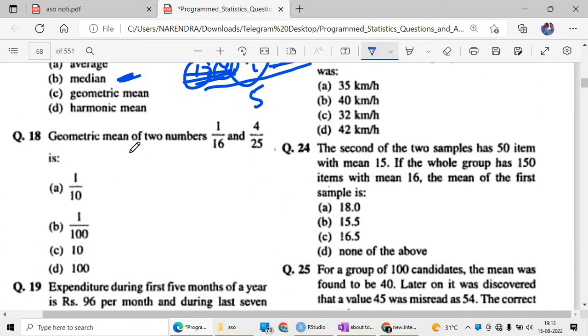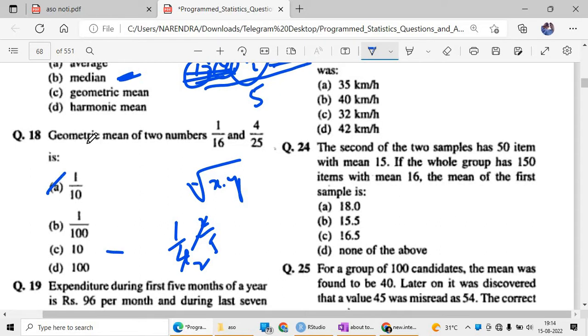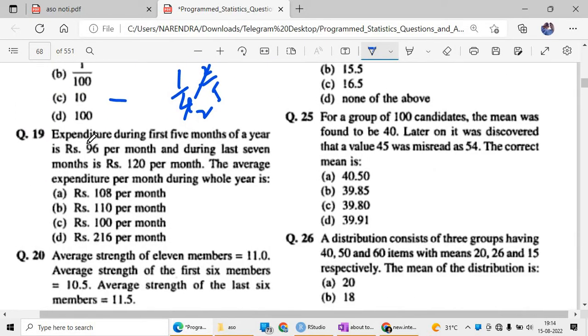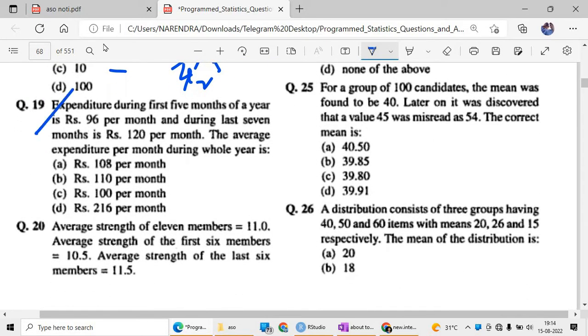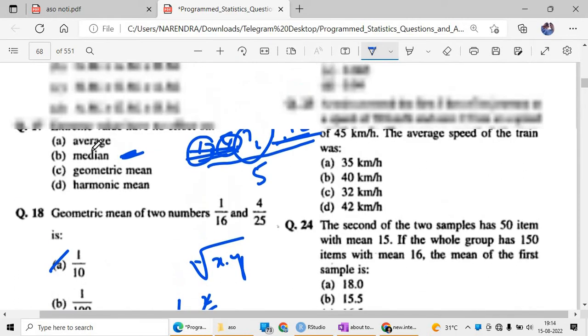See, the geometric mean of two numbers 1/16 and 4/15. What is the formula? Square root of x times y. These are the two numbers. The square root of 1/16 is 1/4, and the square root of 4 is 2, giving 2/5. So what will be the answer? 1/10. So A will be the answer. These are also different ways you can calculate mean formulas. You can practice all these questions also.